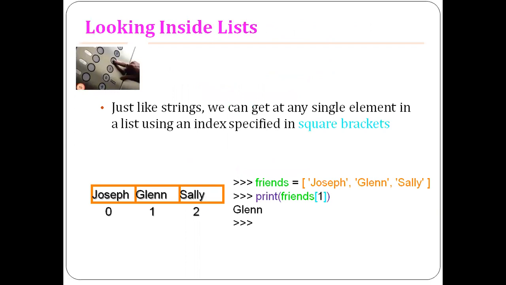So look at how the list appears inside the memory. Just like your arrays, each character or each number is going to occupy one memory location, right? And in the case of a list, each element in the list is going to occupy one index. So look at this example. I have friends equal to Joseph, Glenn, and Sally, and Joseph is going to occupy index number 0, Glenn is going to occupy index number 1, Sally is going to occupy index number 2, right?